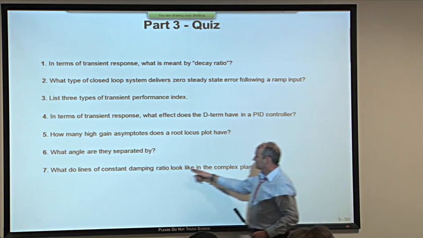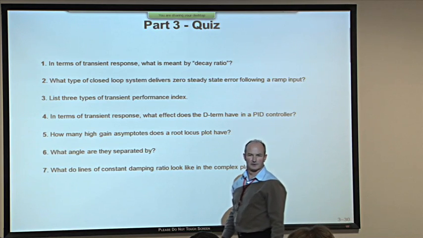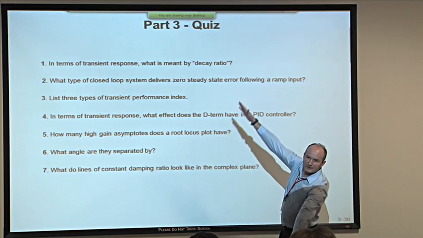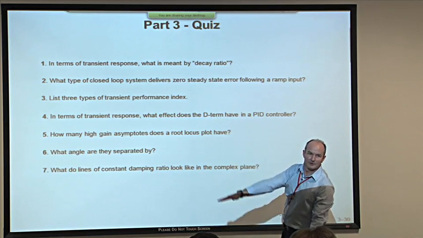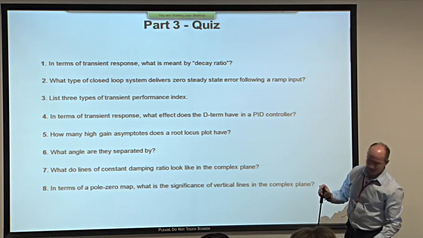What do lines of constant damping ratio look like in the s-plane? Does anybody want to do the arm movements to this one? That one, yeah, well done, Risha. It's like that. They're lines, constant separation, right? So there's a fixed angle from the negative real axis, and that's what they look like. Wedges, as they were called.